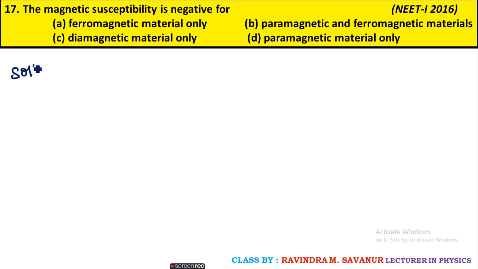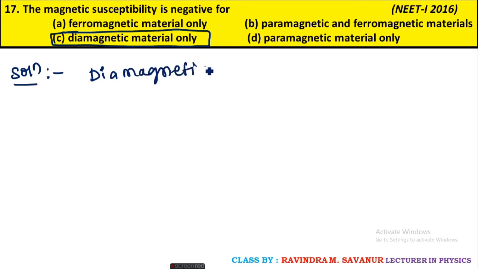Next question. A magnetic susceptibility is negative. As you know, this question is repeated. Answer is option C, diamagnetic material. This is from the synopsis, properties of the magnetic materials. One of the substances, that is diamagnetic material, has negative susceptibility. Option C.